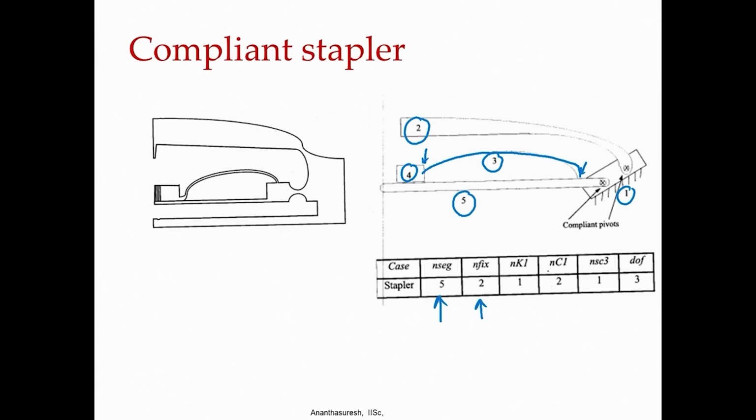NK1: we have a kinematic joint which is a slider here, that is the slider, 4 moves relative to 5. And then NC1: there are 2, these are the flexural or elastic pairs, we have 2. NSC3, the last segment that we have is 1. If you do that, the degrees of freedom turns out to be 3. You can interpret that as meaning I can have one freedom there, another freedom there, and I can move this block. Those are the freedoms. So, you can interpret degrees of freedom for anything that you like.